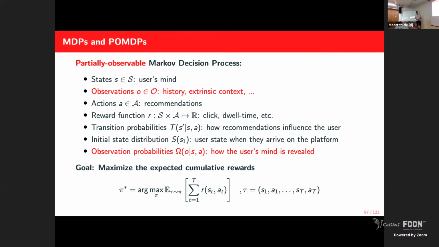So maybe you have guessed that it is hard to observe the user's mind. We don't know what's in it most of the time. So instead, we must rely on proxies, which are observations. It can be the history, it can be the extrinsic context, as we defined before. And that's why it's called a partially observable Markov decision process, and not just a Markov decision process. Now the goal is to maximize the cumulative rewards along a certain trajectory. So the trajectory will be the sequence of states and actions that you have observed.